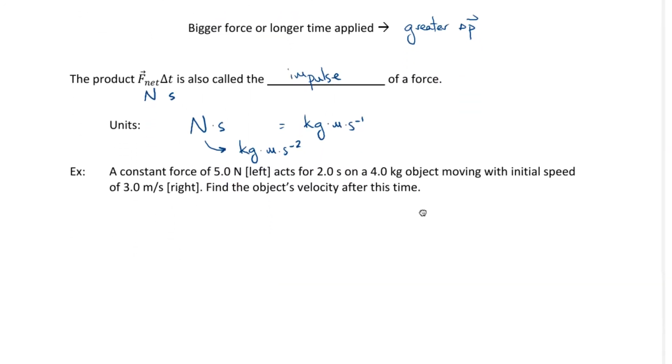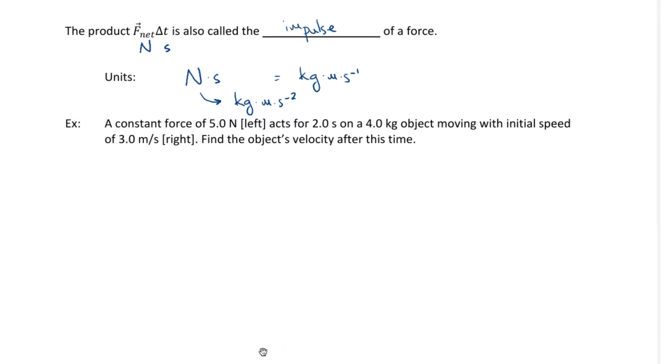Let's do an example. Imagine that you have a constant force of 5 newtons left acting for 2 seconds on a 4 kilogram object that started off moving with a speed of 3 meters per second right. We're asked to find the object's velocity after that time. Well, we know that the change in momentum, which is equal to the final minus the initial momentum, is equal to the impulse of the force, or F net times delta t.